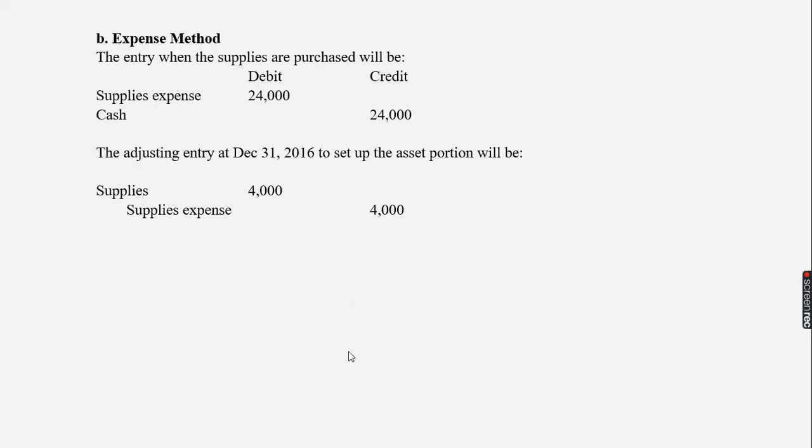Okay. Now, sa expense method naman, ang entry mo dyan is, syempre, yung supplies expense mo na. Nilagay na niya as expense yung 24,000 and at the same time, nabawasan yung cash mo which is 24,000. Ngayon, ang adjusting entry mo sa December 31, 2016, magiging supplies 4,000 and then supplies expense 4,000. Okay, kasi ang natira lang naman is 4,000, 'di ba? 4,000 na yung natirang worth supplies mo kasi nagamit mo na yung 10 months which is 20,000, tama?